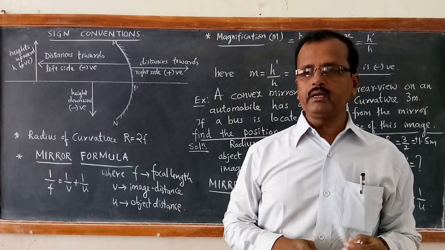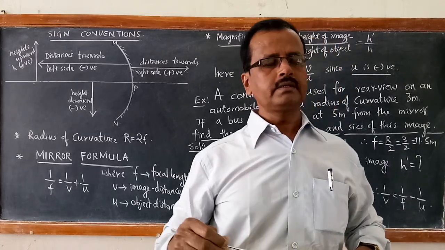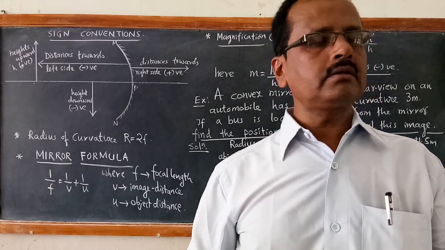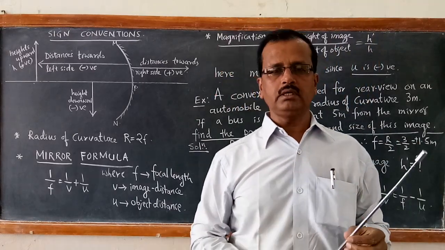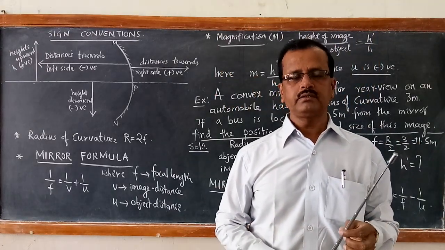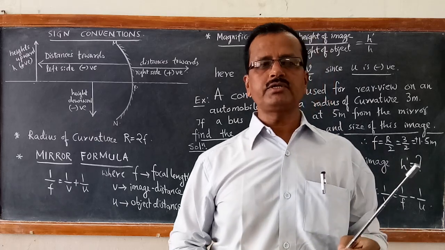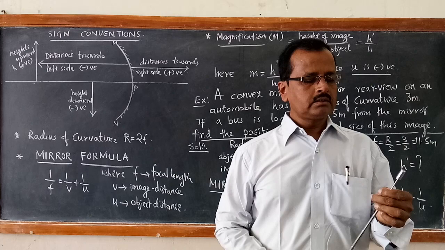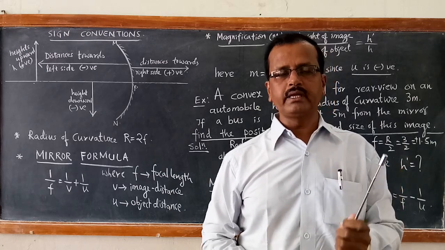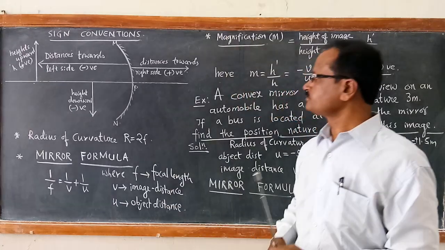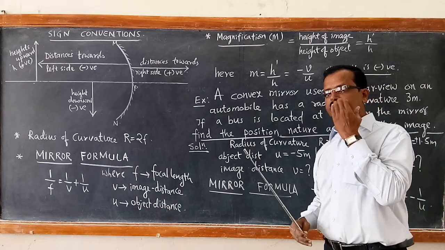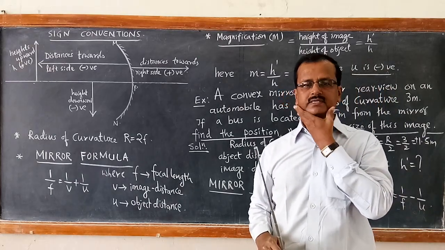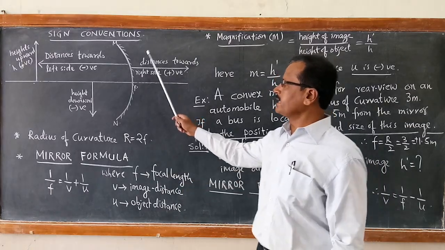Today we are going to learn about these spherical mirrors and a very important formula which relates the position of the object, the position of the image, and the focal length. Before we learn that mirror formula, recall the sign conventions which I have already conveyed to you in the previous classes. Sign conventions.